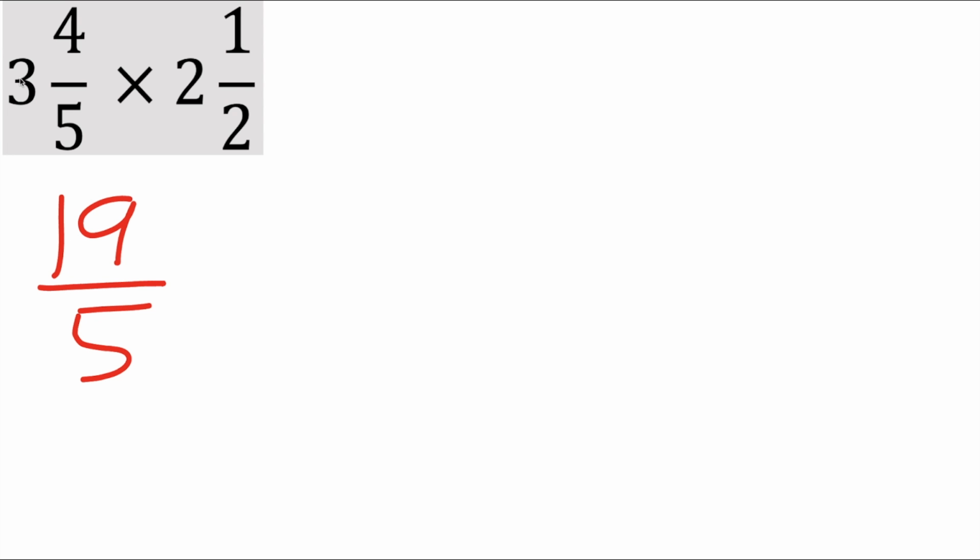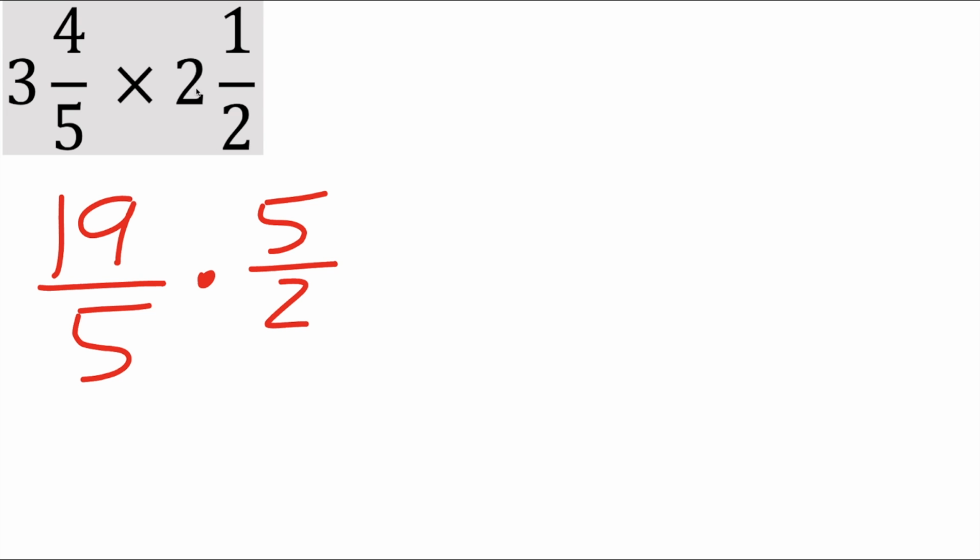I took my 3, I multiplied it by the denominator. 3 times 5 is 15. Then I added it to the numerator. 15 plus 4 is 19. We will keep our multiplication sign, and we're going to do the exact same thing for this piece. So 2 times 2 is 4. 4 plus 1 is 5. So the new fraction is 5 divided by 2.